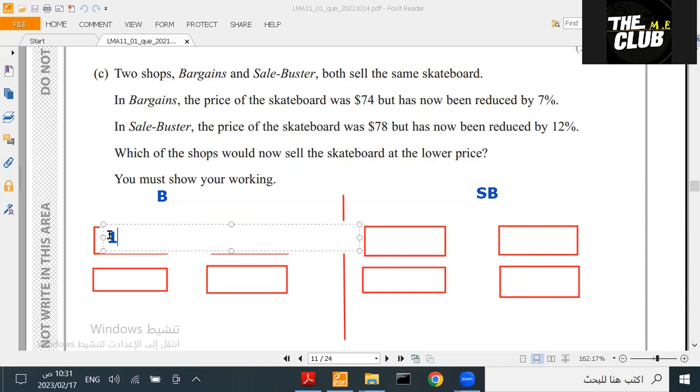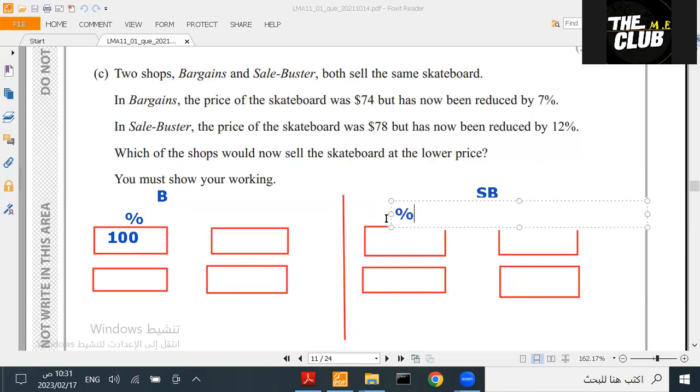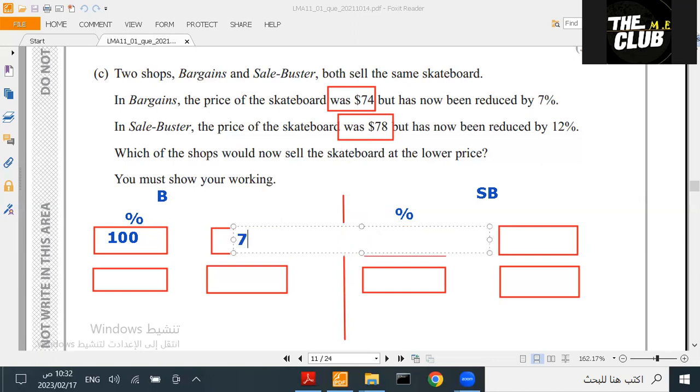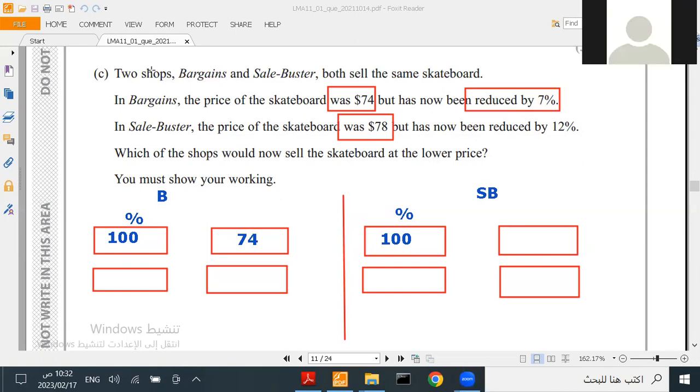انا قلنا ديما 100% لان هنا percentage ما نسوهاش. هنا percentage هنا 100%. تعال نشوفوا bargains شنو قال. The price of the skateboard was 74. كلمة was معناها الاوريجينال برايس. معناها الاوريجينال نحطها قدام ال 100 نحطها 74. تمام. خلاص but has now been reduced by 7%. قال لي reduced معناها كم نقص. reduced 7% معناها حننقص 7 من 100 شنو تقعد 93.